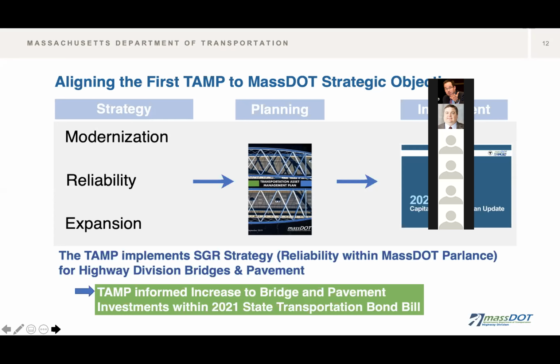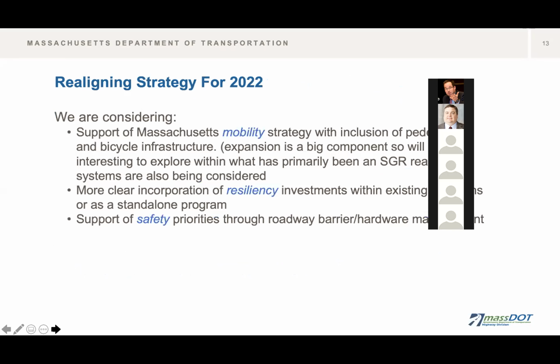And I think in retrospect, over the last 4 years, we can see that was successful in real terms because we were able to secure additional funding for pavement and bridge in the manner that we hoped to by our TAMP. So I think that's a good sign, but that's not to say that we did not recognize some deficiencies in the TAMP in further aligning with our strategies at MassDOT. So if we go to the next slide, I can just talk about a few of those.